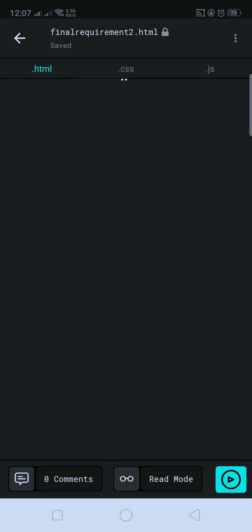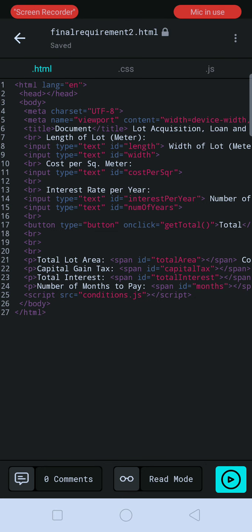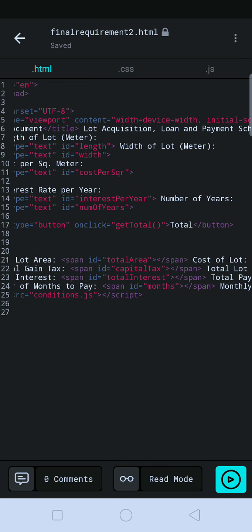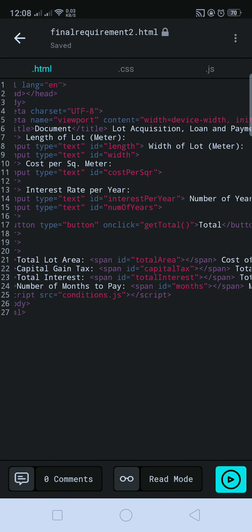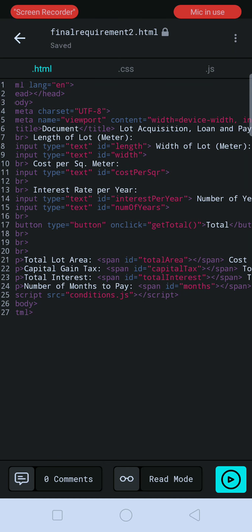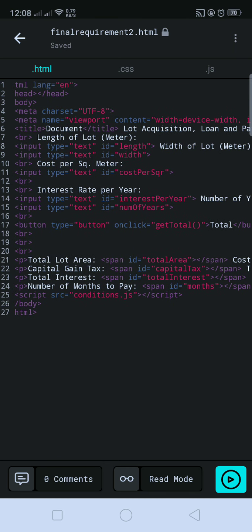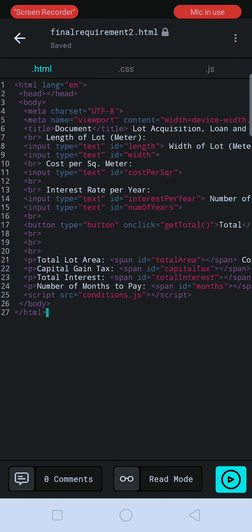Next, final requirements 2. The length of lot in meters. The width of lot in meters has the ID width, and the length of lot in meters has the ID length. Cost per square meter is cost per square. This is our input.